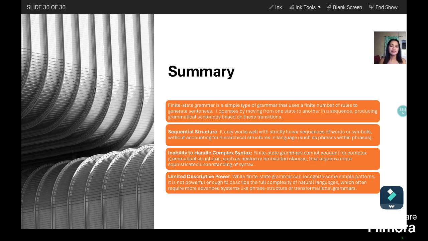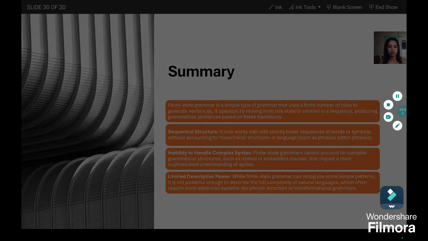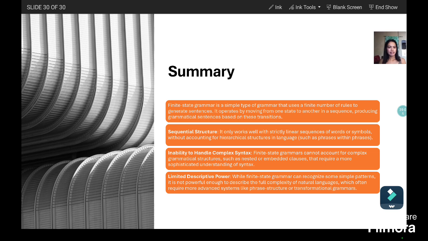So to sum it up, finite state grammar is a simple type of grammar that uses a finite number of rules to generate sentences. It operates by moving from one state to another in a sequence, producing grammatical sentences based on transitions. However, it has significant limitations.